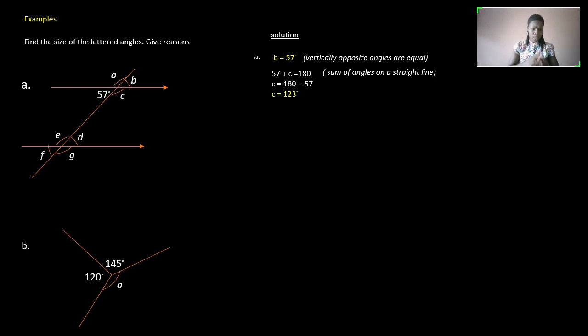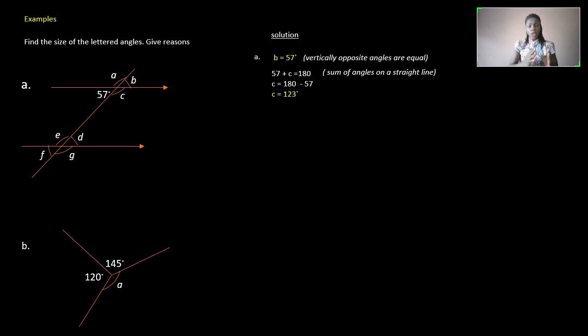At this point, now we can find angle A in many ways. That is why they ask us to give reason. Now you can find angle A using sum of angles on a straight line by adding angle B. You know we have gotten our angle B as 57. So we can find angle A by adding angle B to angle A and equate it to 180. You can equally find angle A by saying that A is equal to C, vertically opposite angles.